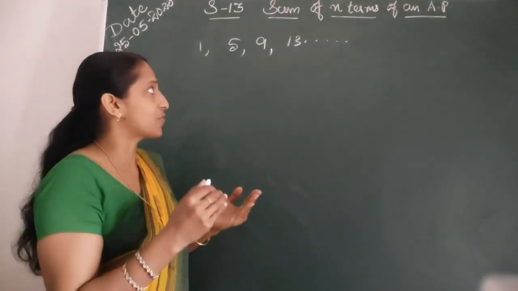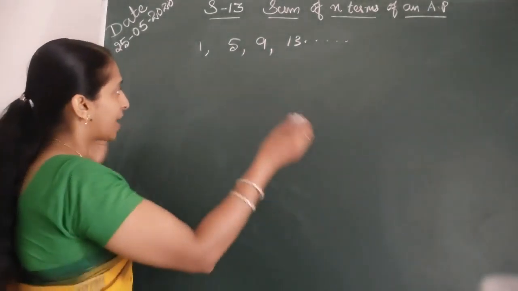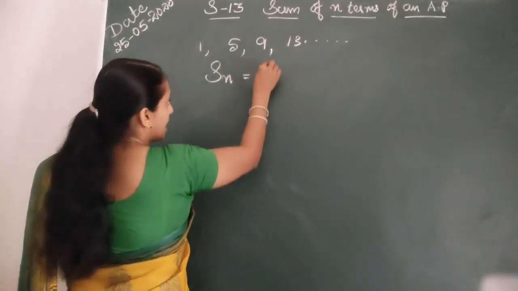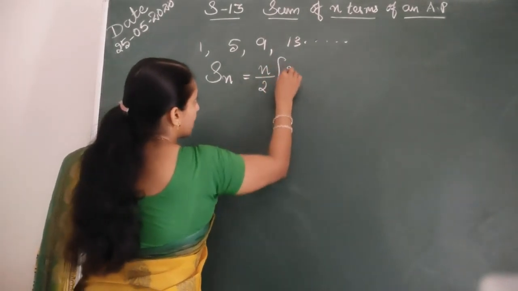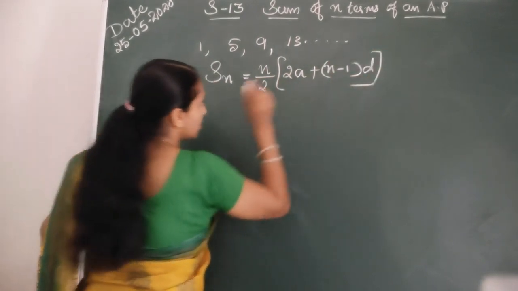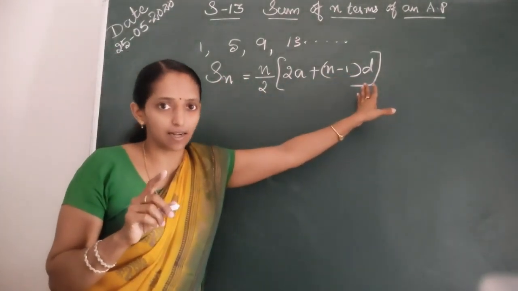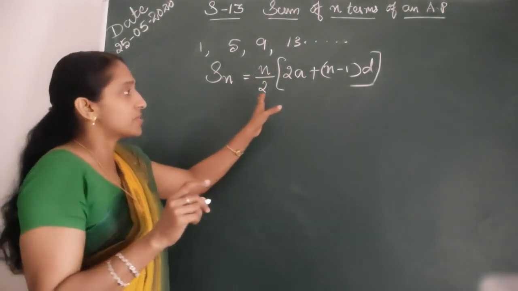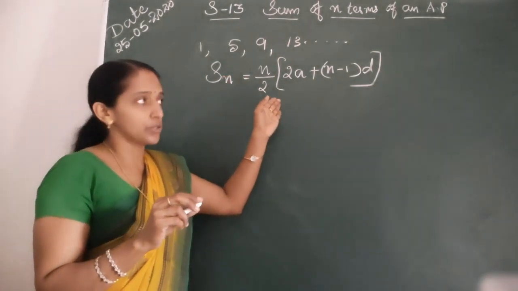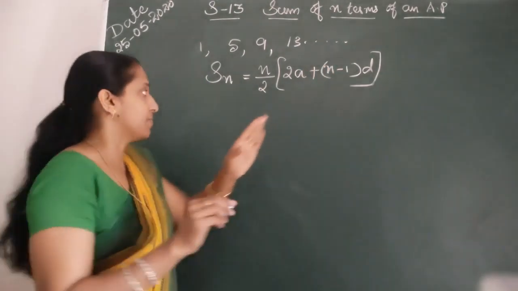Okay, so the next formula we are going to see is sum of n terms of an AP, and it is given by the formula Sn is equal to n by 2 into (2a plus (n minus 1) into d). I think you are familiar with what is n, what is a, and what is d. Last class we have seen. So today we are going to see the sum of n terms, and the formula is given by Sn is equal to n by 2 into (2a plus (n minus 1) into d).